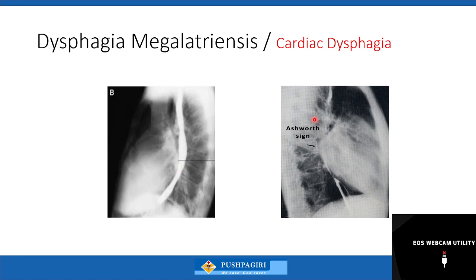So here we can see there is an entity called dysphagia megalatrica, or cardiac dysphagia, that is seen in huge left atrial enlargement, in which the enlarged left atrium will press on the esophagus, causing dysphagia for the patient. If it is compressing, it's called an Ortner's syndrome.